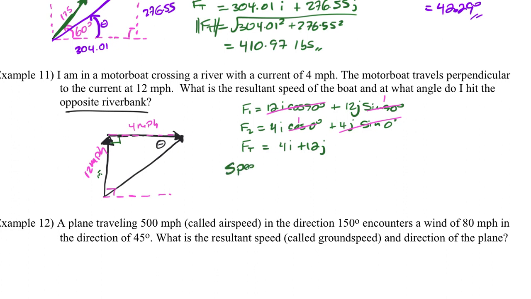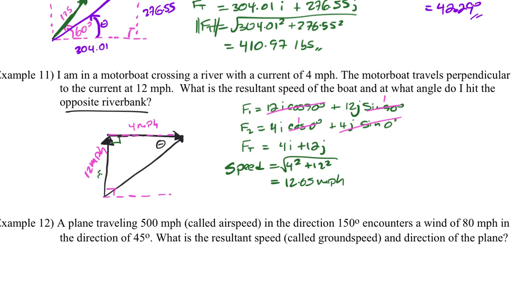The speed of the boat is going to be 4 squared plus 12 squared, and the square root of that. So again, the square root of 4 squared plus 12 squared, and that equals 12.65 miles per hour. Right?